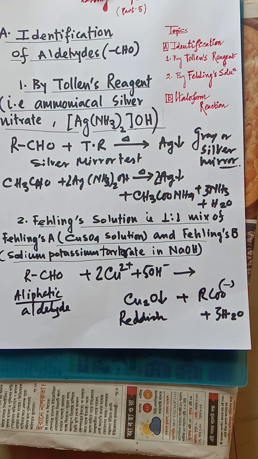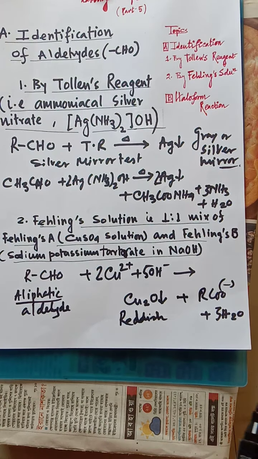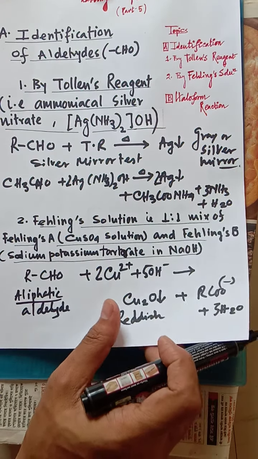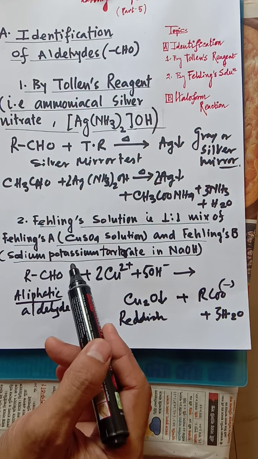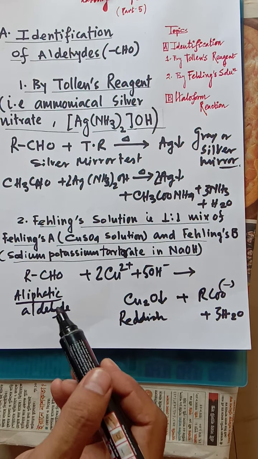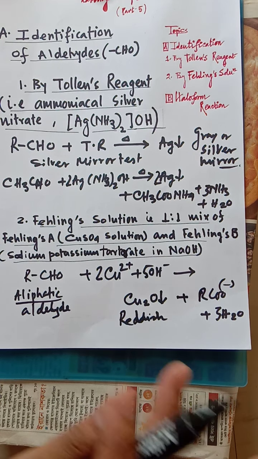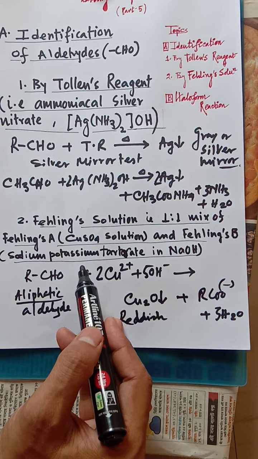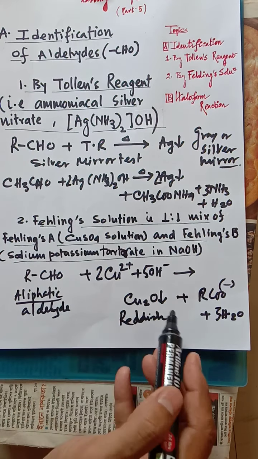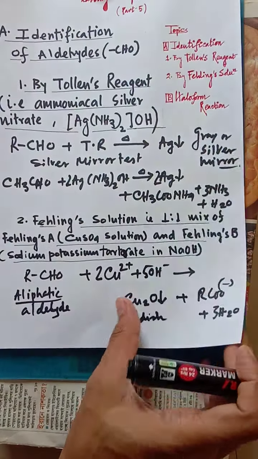If the question is the same as before, acetaldehyde and acetone, how can we distinguish them? We can easily distinguish by using Tollens reagent as well as Fehling solution. Not only that, whenever acetaldehyde and benzaldehyde are given, how can we distinguish chemically? In that case, we cannot use Tollens reagent. We have to use Fehling solution only. Then only we can distinguish chemically. Okay.